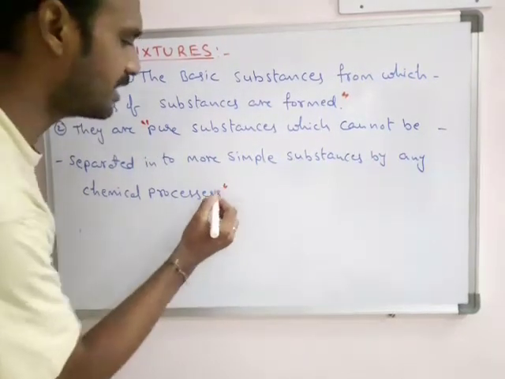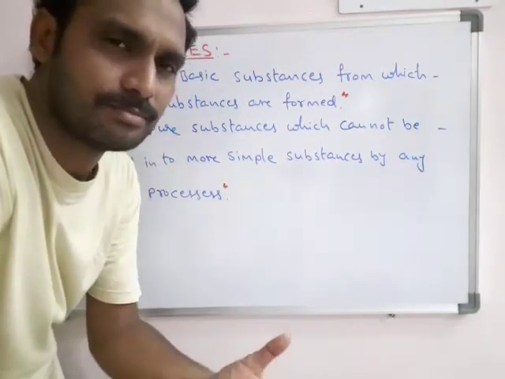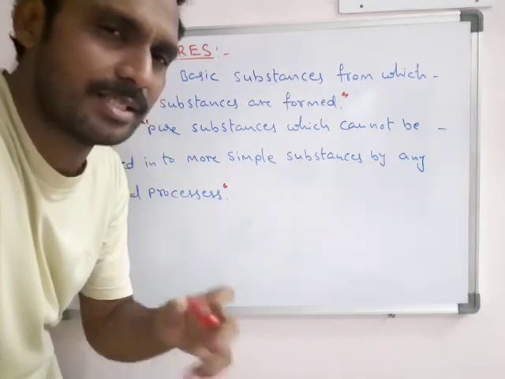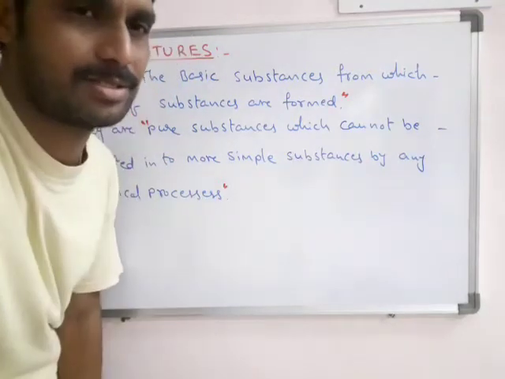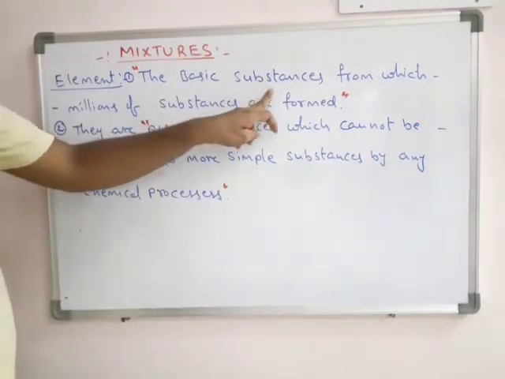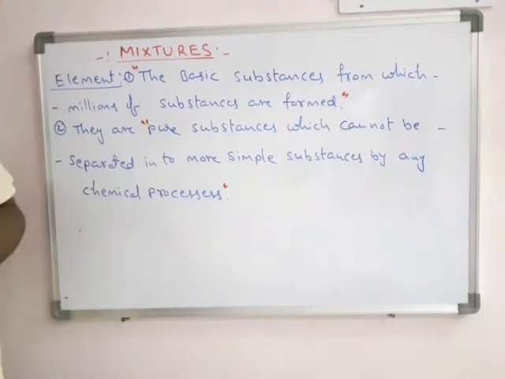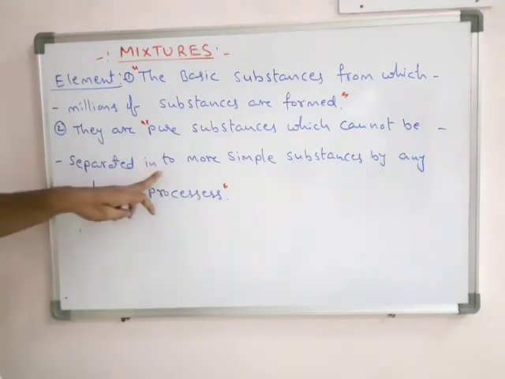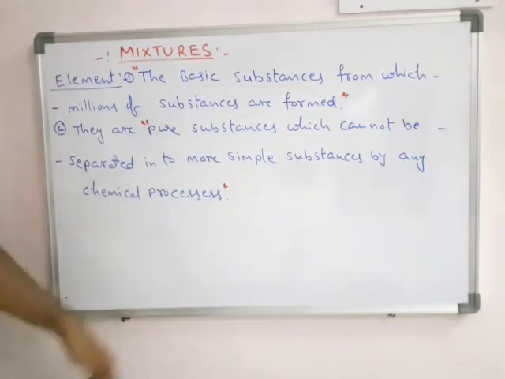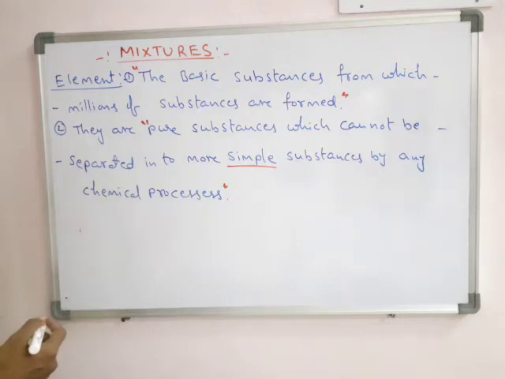That is the least one. We cannot find out any simpler character than those basic, fundamental ones. So that basic substance is known as treated as elements. So the basic substances from which millions of substances are formed are elements, or we can define it like this: the pure substances which cannot be separated into more simple substances by any chemical process. Okay, so these are the definitions of elements.